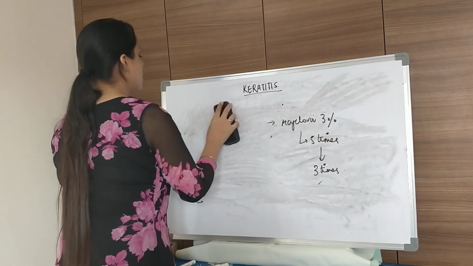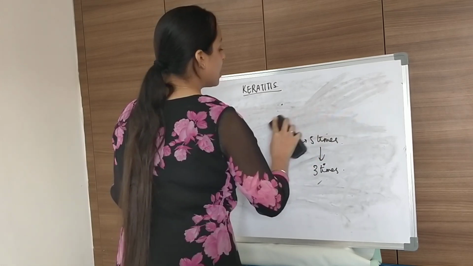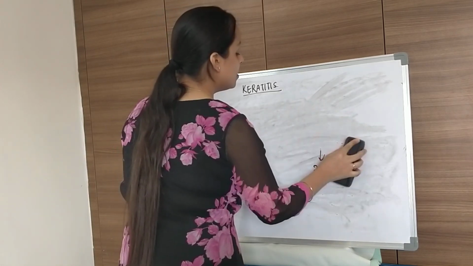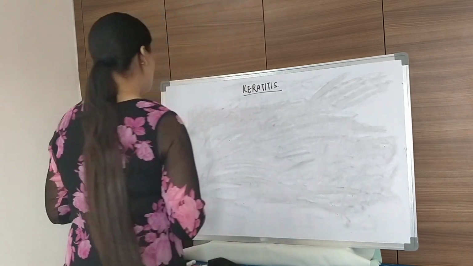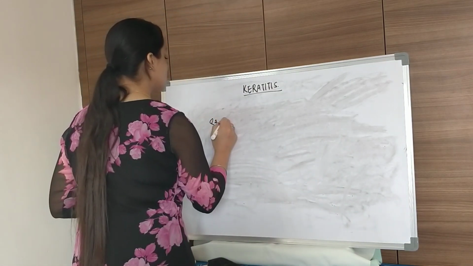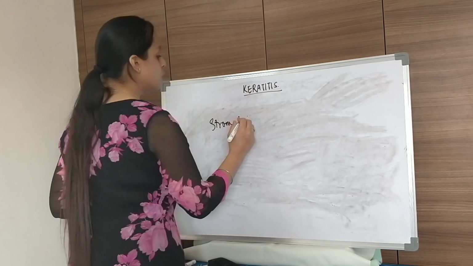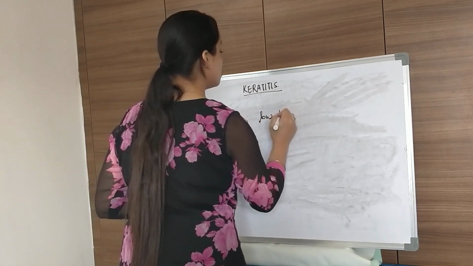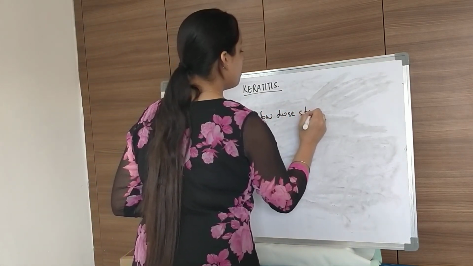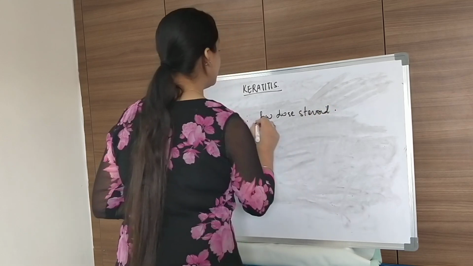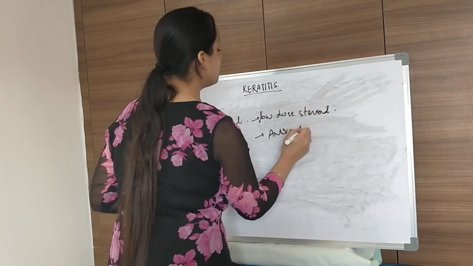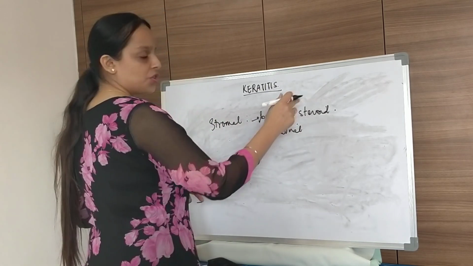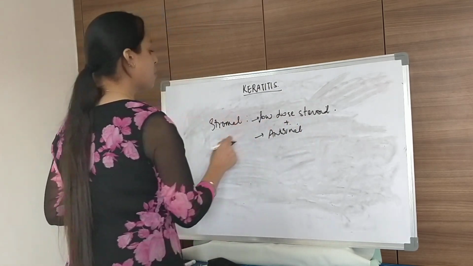Okay. But when it's a stromal form of keratitis, as I told you people, that it's a delayed hypersensitivity reaction. So to reduce that, you must give steroids. Okay. So a low dose steroid must be given. But also you have to maintain an antiviral cover. Okay. So antivirals need to be given along with low dose steroids to treat this stromal form of keratitis.